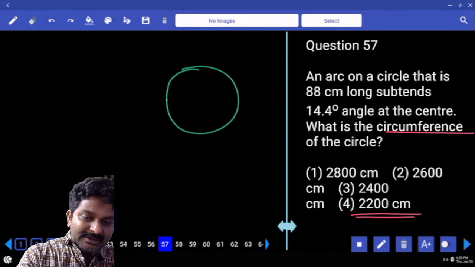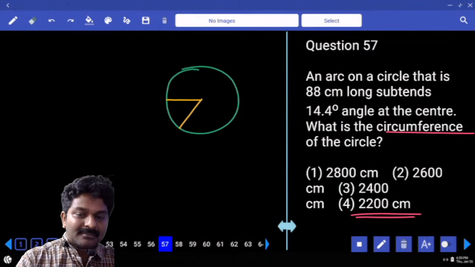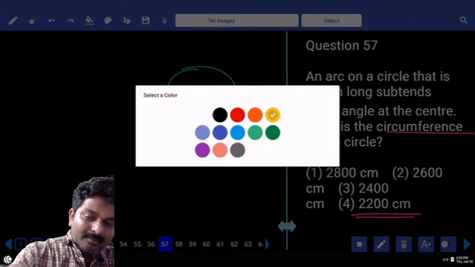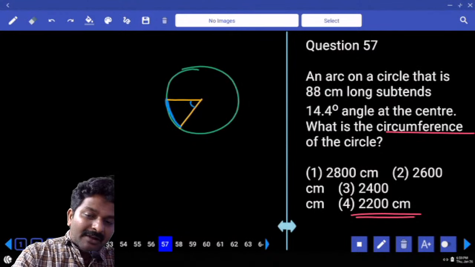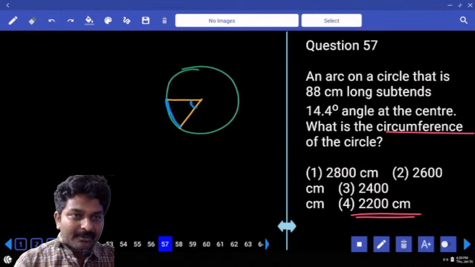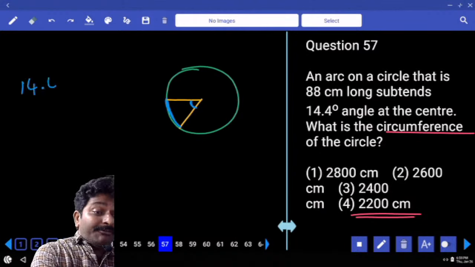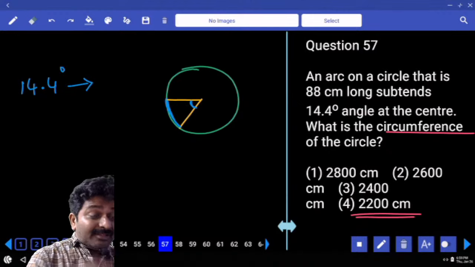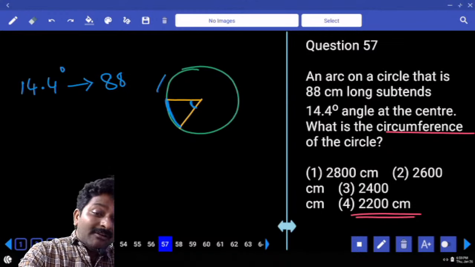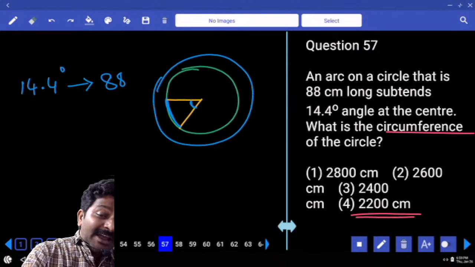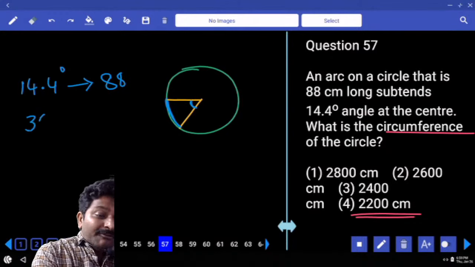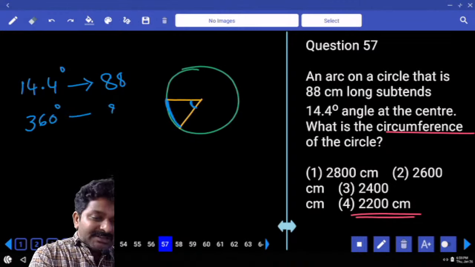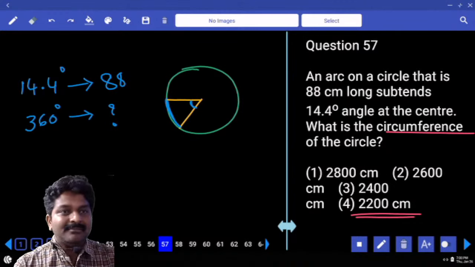Assume there is a sector, and the blue colored one is called the length of the arc, which makes an angle of 14.4. So for 14.4 degrees, if the length of the arc is 88, to calculate the full circle at the center, it makes an angle of 360. For 360 degrees, what is the distance that it is going to cover? Simple.